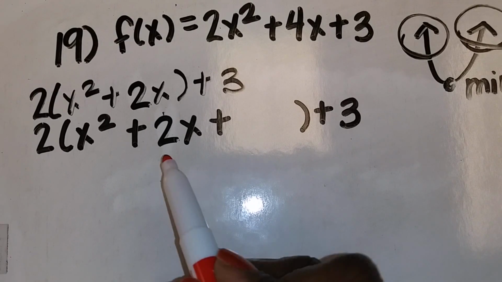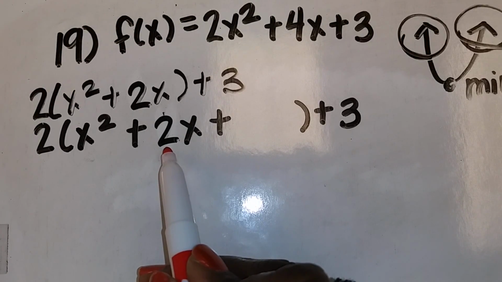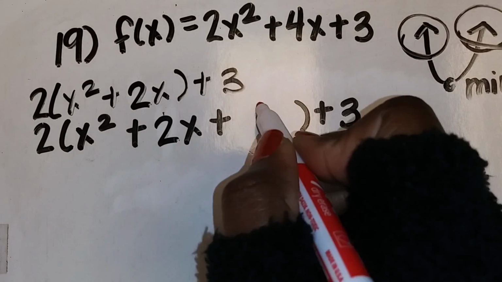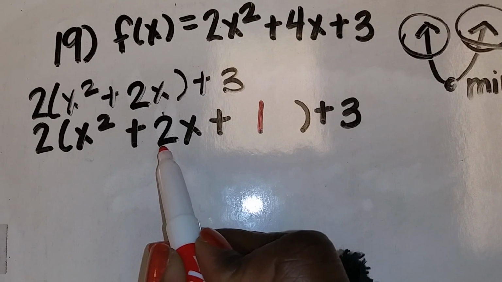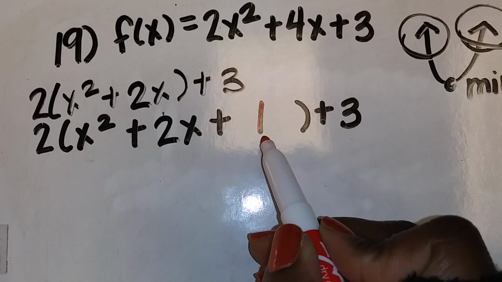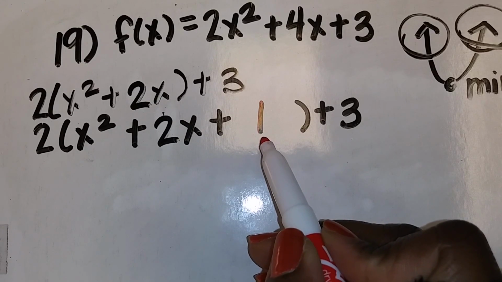Complete the square. Divide 2. 2 divided by 2 equals 1. Take that result and square it. So 2 divided by 2 is 1, and 1 squared is 1. 1 times 1 is 1. That's how you complete the square.